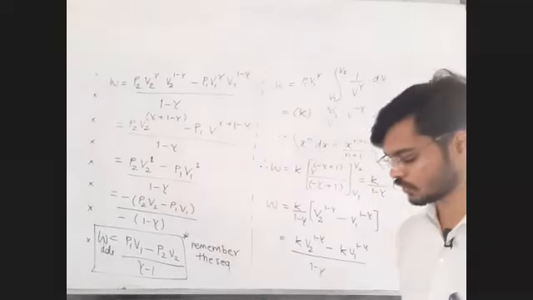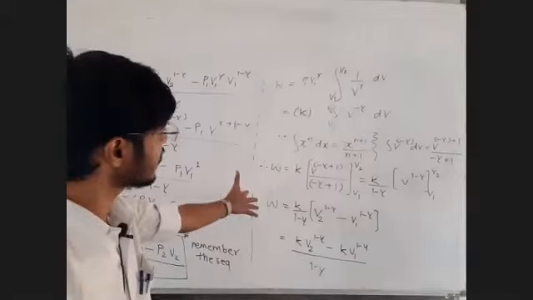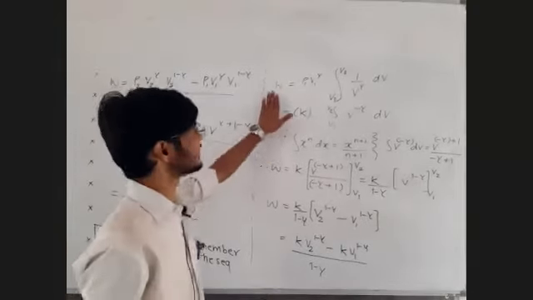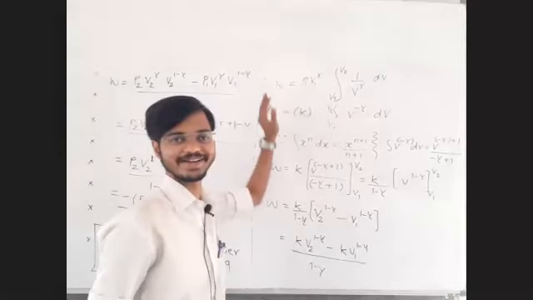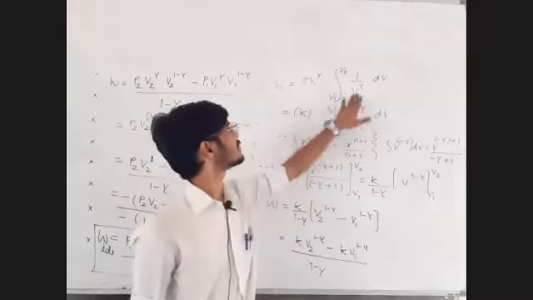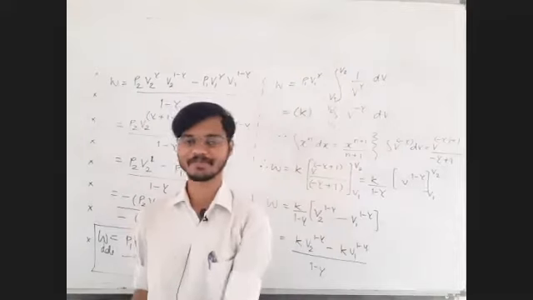See, if someone who is not in the 11th or 12th standard sees this calculation, he thinks that very advanced mathematics is being done. No, it's not advanced mathematics. It's simply integration of P delta V, and pressure is replaced by P1 V1 raised to gamma upon V raised to gamma.